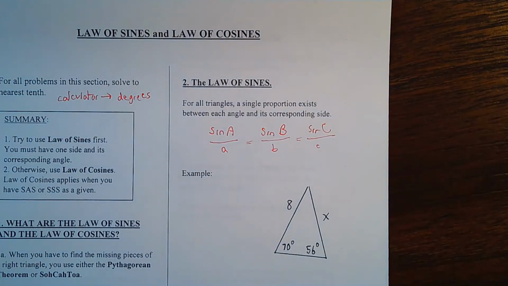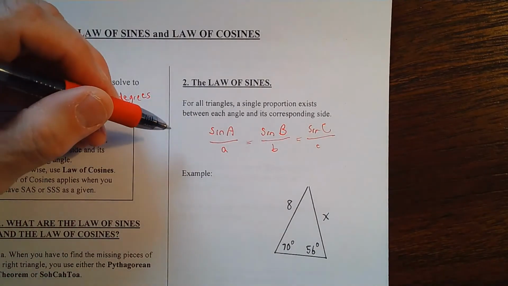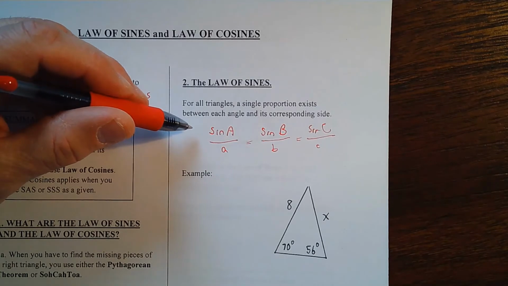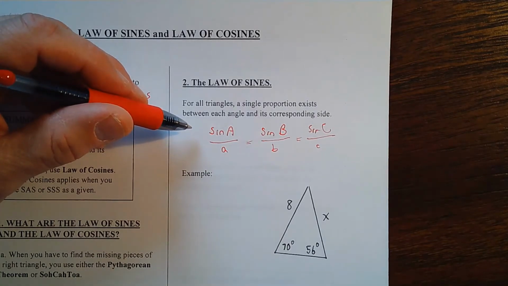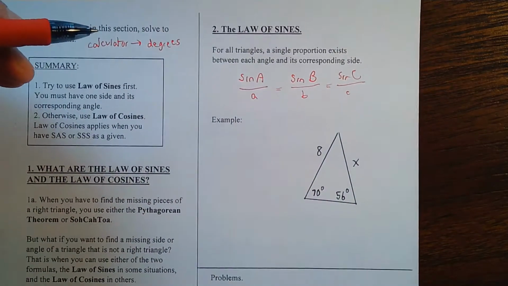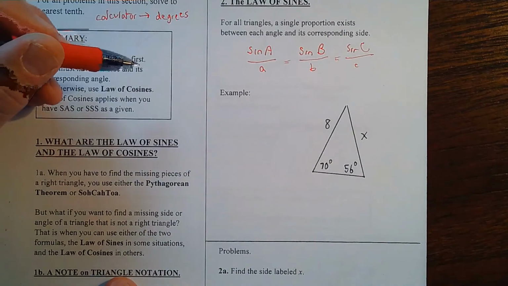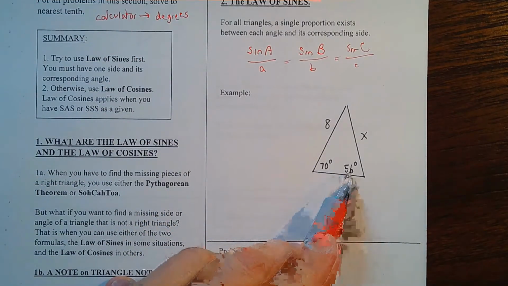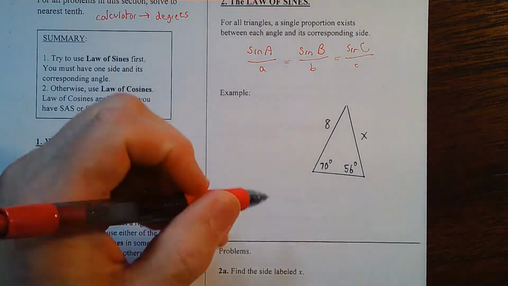Now, you're not going to use all three at the same time. This just simply tells us that you have this relationship and it holds for all triangles. And you can use this formula for any triangle. You don't have to use SOHCAHTOA. All right, how do we apply that? Let's take a look at the example here. And you'll notice there's two angles, a 56-degree angle and a 70-degree angle.